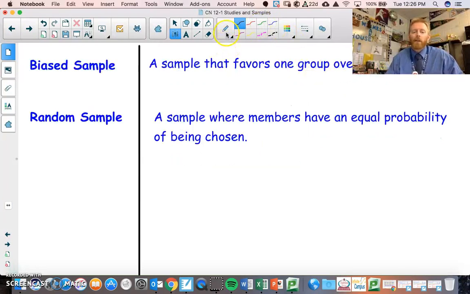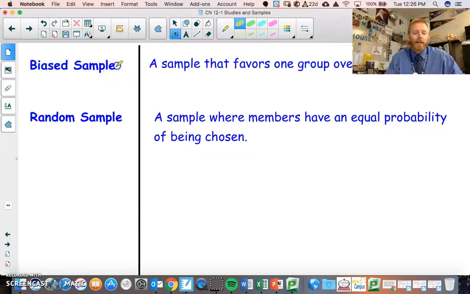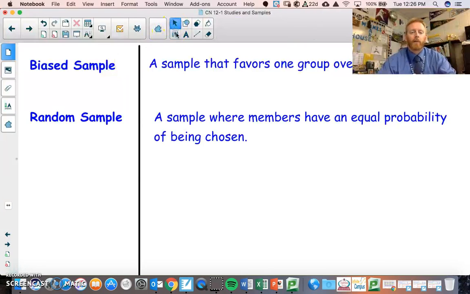We have things that are termed a biased sample. A biased sample is when we have a sample that favors one group over another group.